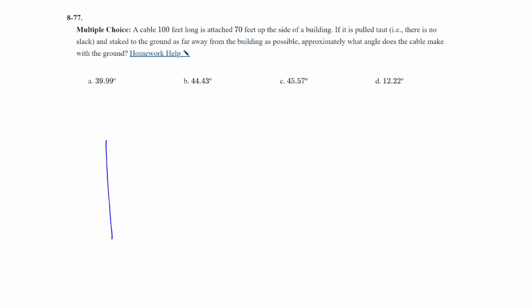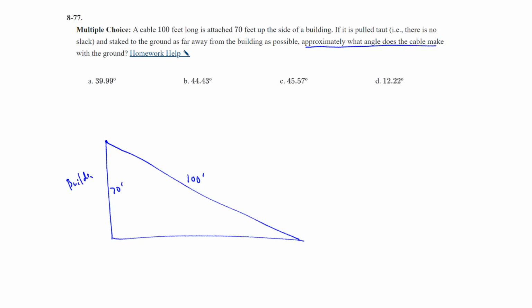So here's my building. About 70 feet. The cable is attached. We have no slack. It's staked to the ground as far away from the building as possible. All right. And so this is 70 feet. The cable itself is 100 feet. And we want to know what the approximate angle is that the cable makes with the ground. So that'll be right there.